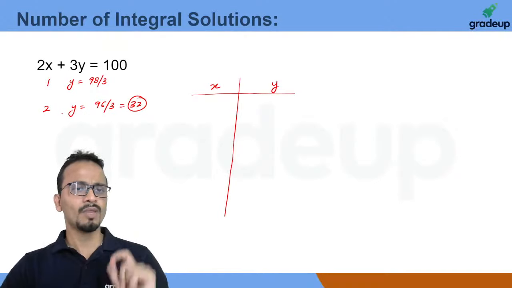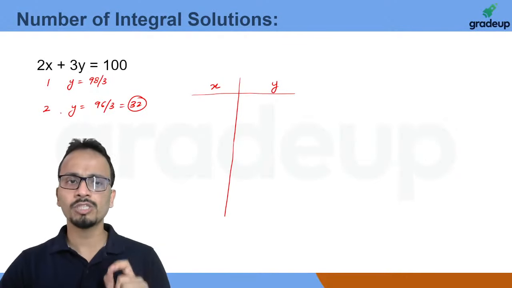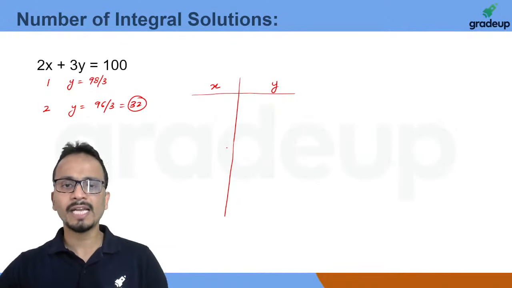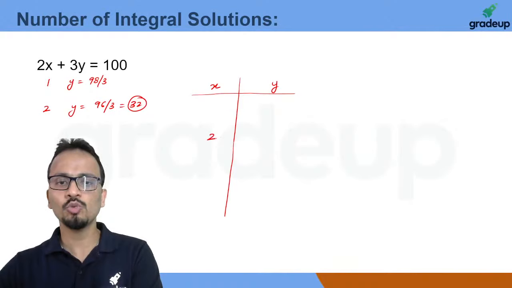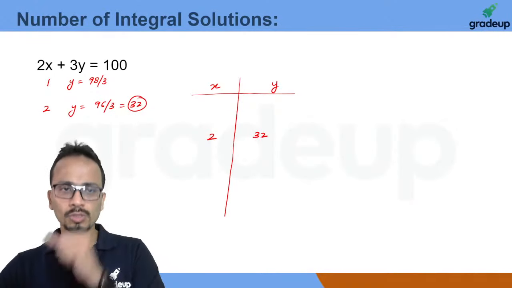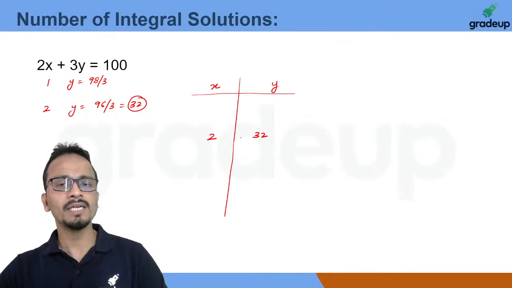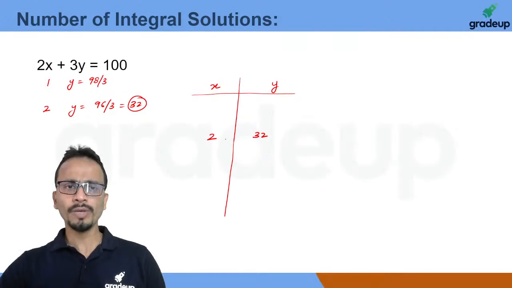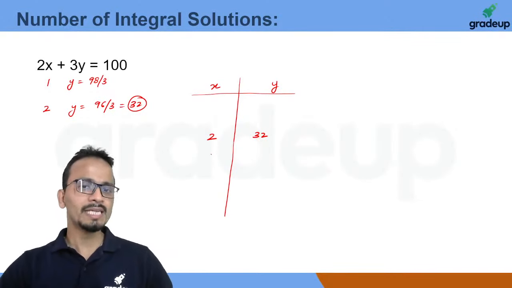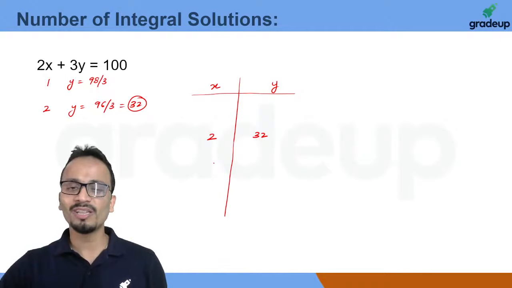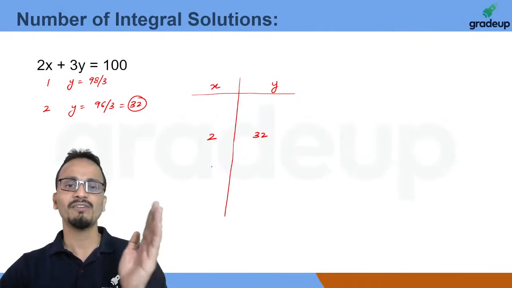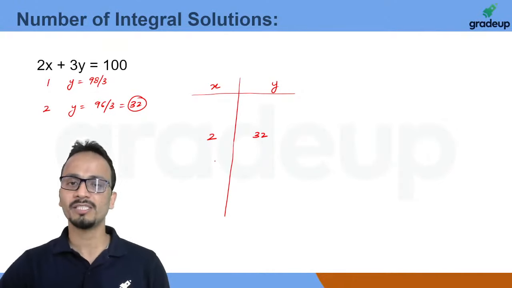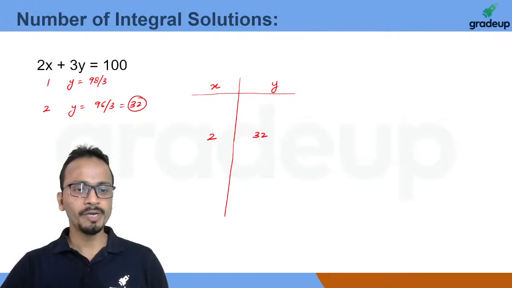So I can say that one possible set of values of x and y which will satisfy this equation such that x and y are integers is 2 and 32. So 2 is the value of x and 32 is the value of y. All right, fine. So this is just the start. Like I was saying, one way is to just keep checking for all the values of x. If the value of x gives an integral value of y, then that particular solution will be considered. But you should not be doing this particular thing.